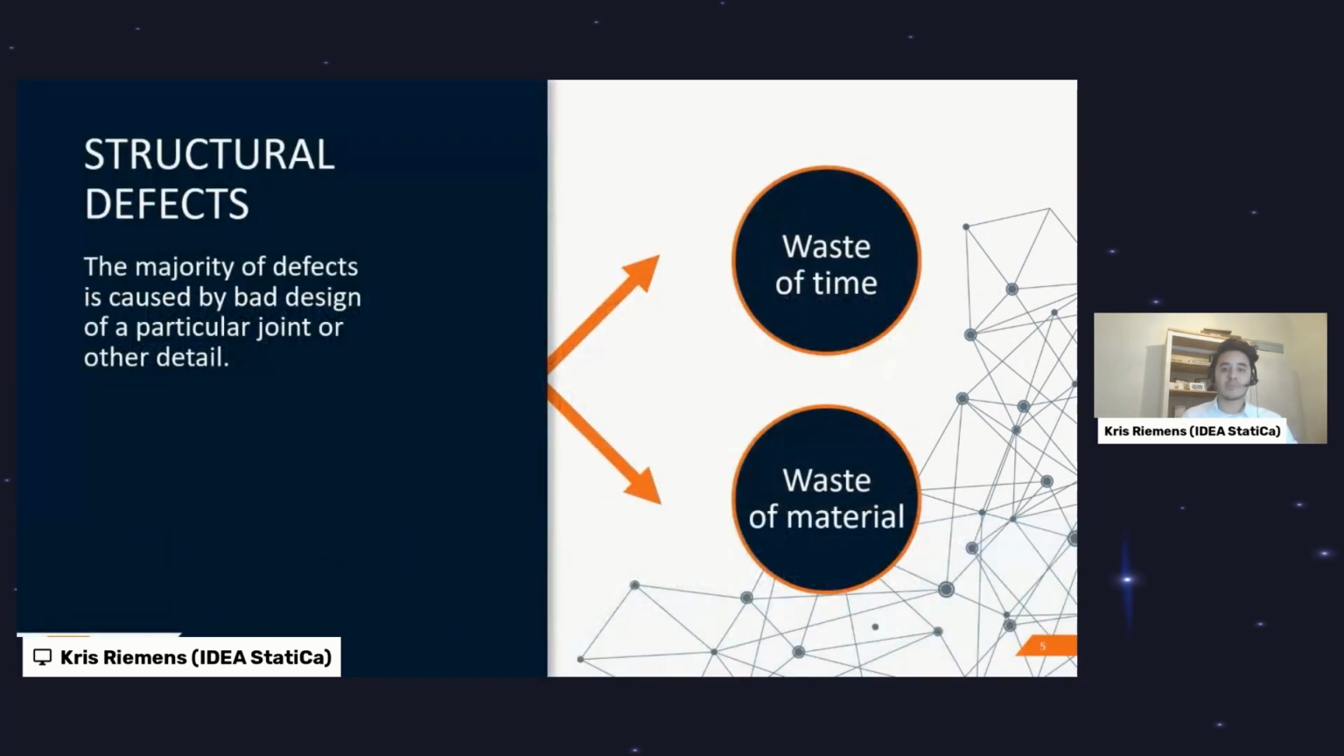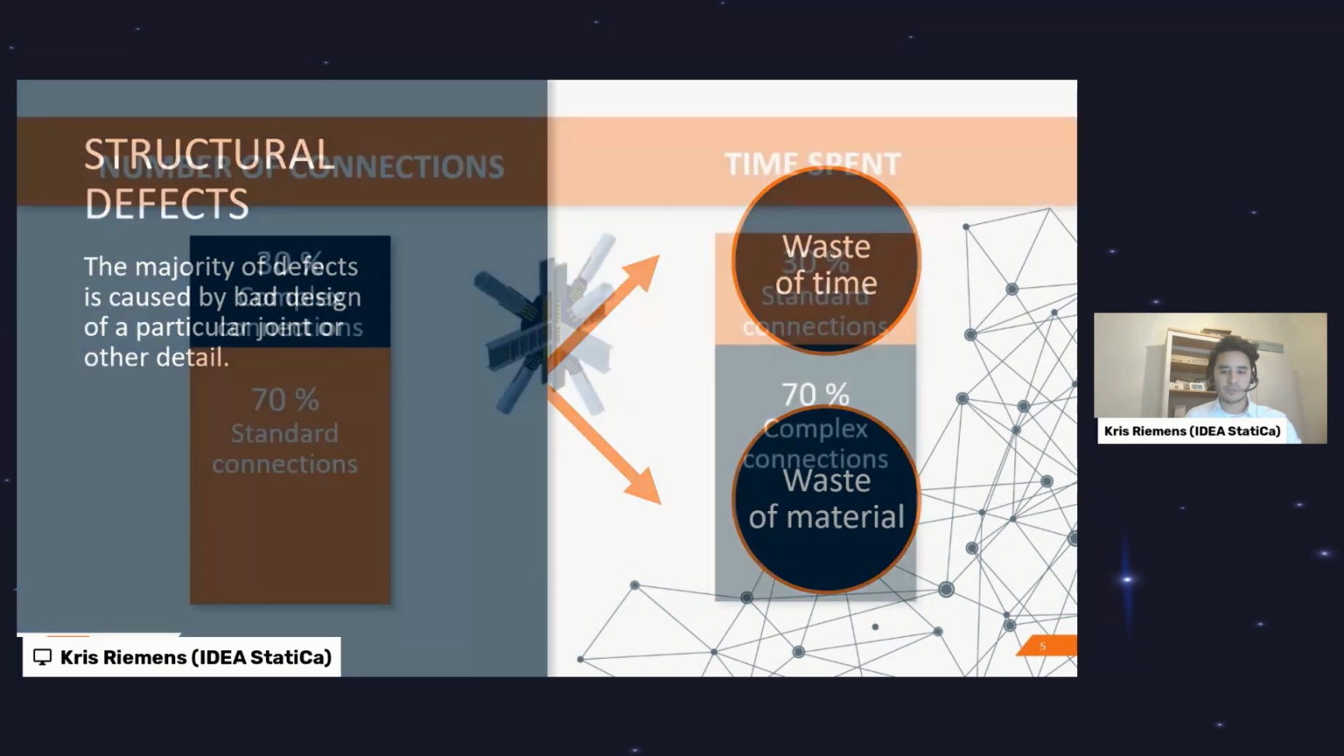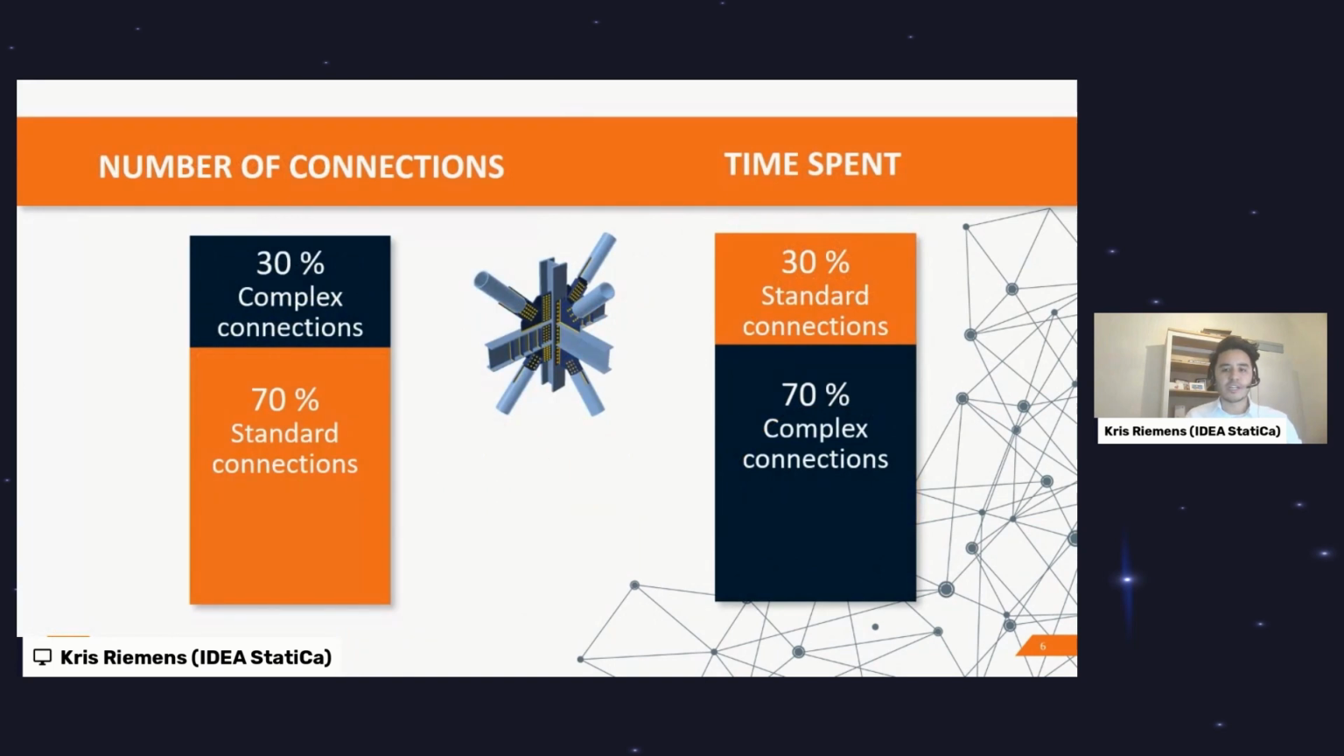As said before, the focus in this presentation is on our solutions and workflows for steel connection design. To give a bit of background, what we see in the industry is that a majority of the structural defects are caused by bad design of particular joints or other details. This of course leads to waste of money and time and waste of materials. Moreover, when we consider steel connection design, even though only 30% of connections designed can be considered as complex connections, they take up 70% of the time spent on connection design. Therefore, there is a need for more efficient and fast calculation tools and also more efficient workflows.